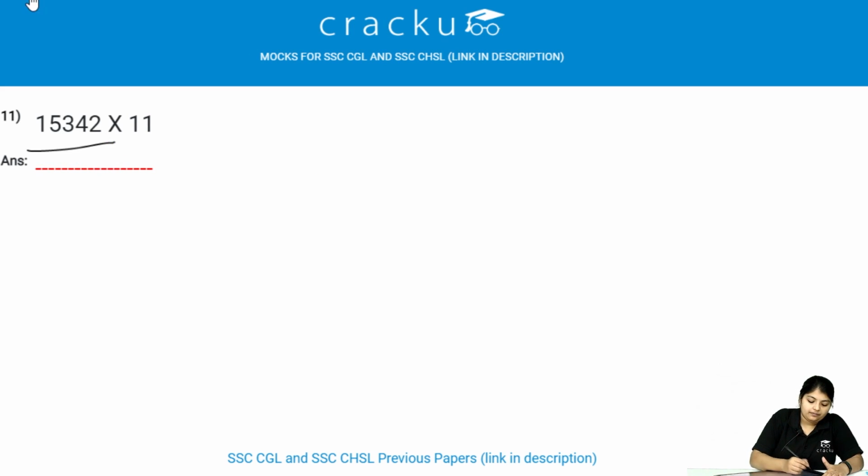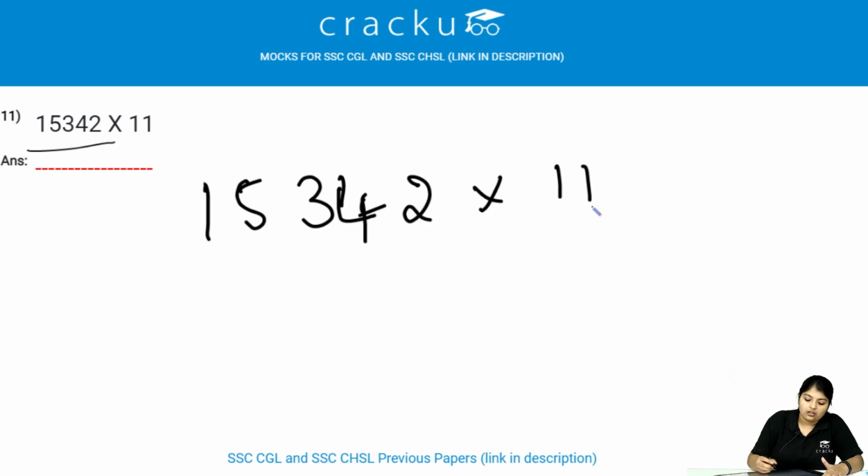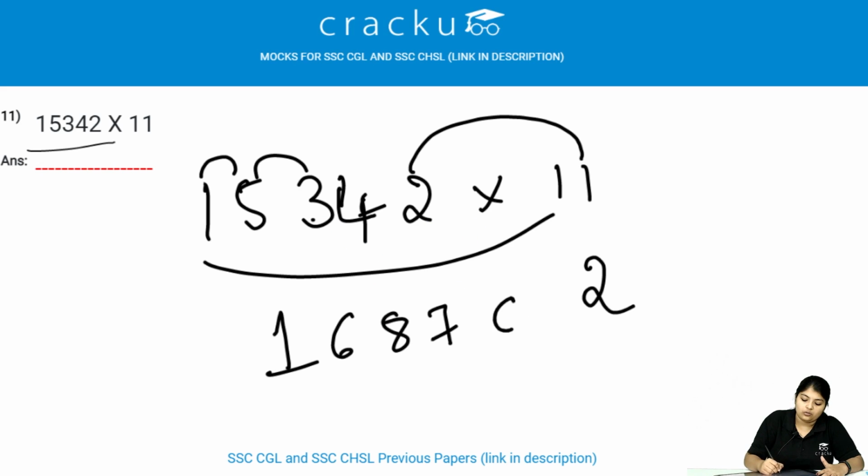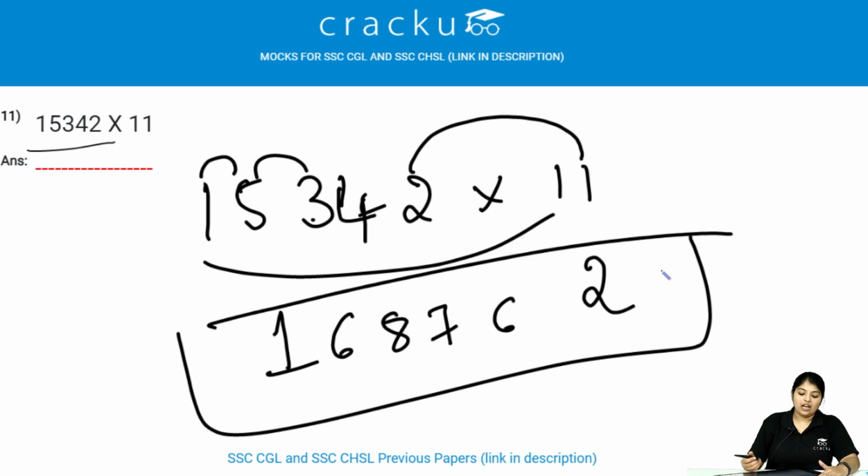15342 into 11. 2 ones is 2 in the units place. 1 ones is 1 at the start. Now adding the numbers. 5 plus 1 is 6. 5 plus 3 is 8. 4 plus 3 is 7. 4 plus 2 is 6. Therefore, the answer is 168762.